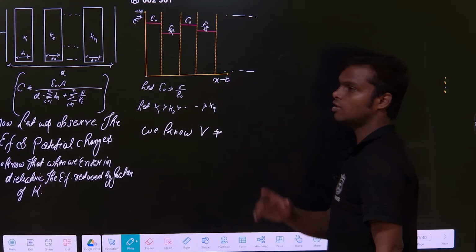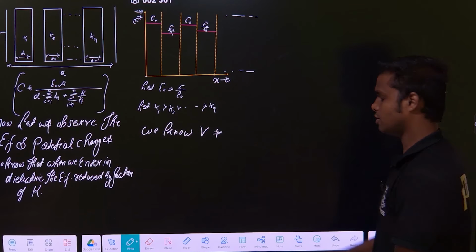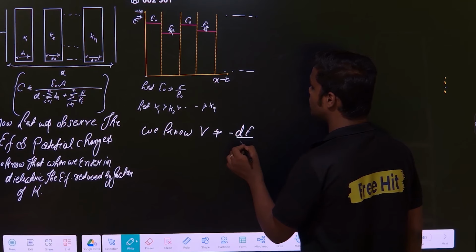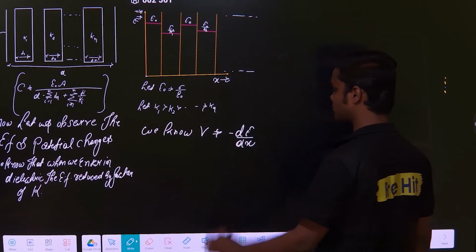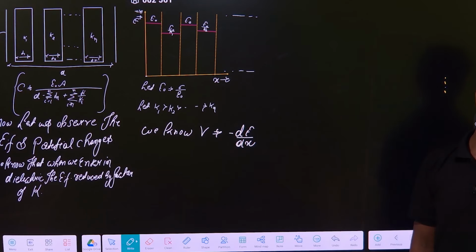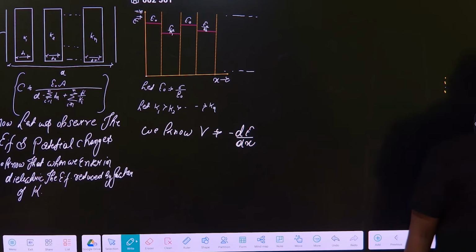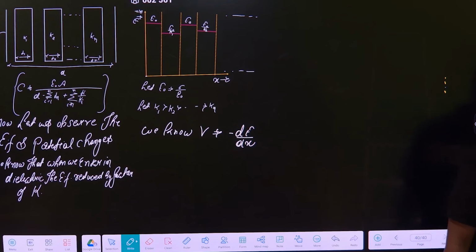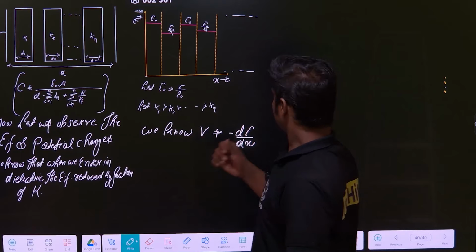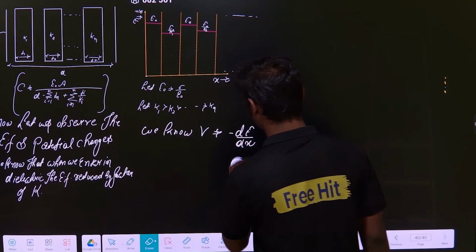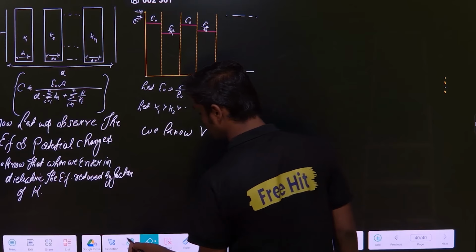Now we know potential is equal to how? Potential is equal to what? We know that potential is equal to dE by dx, correct? We know this formula, so let us use this. Oh sorry, I have written it wrong. This is not dE by dx, sorry.